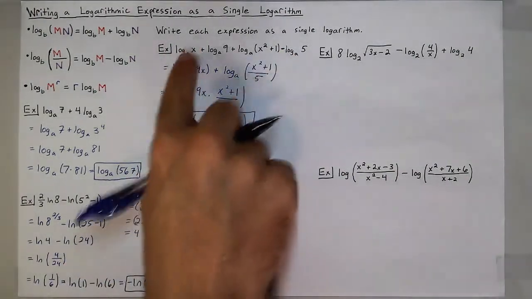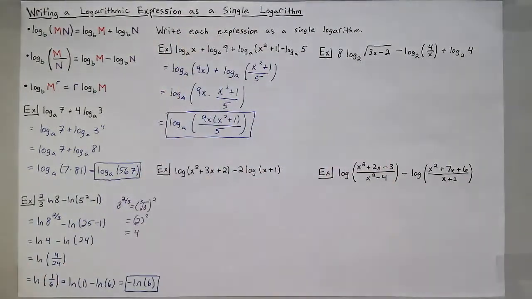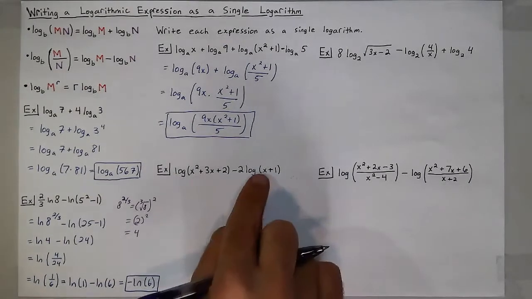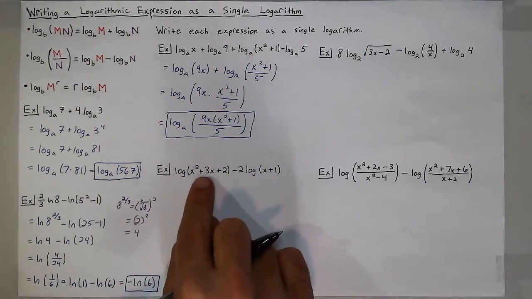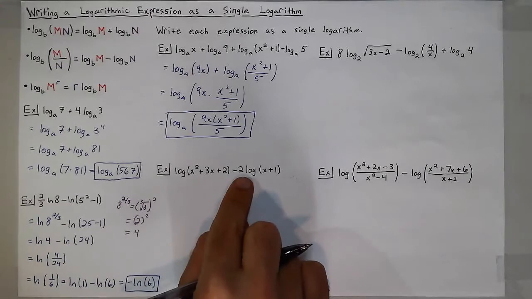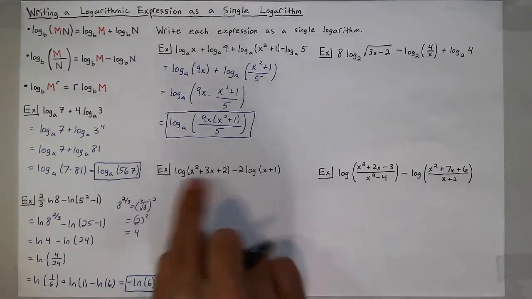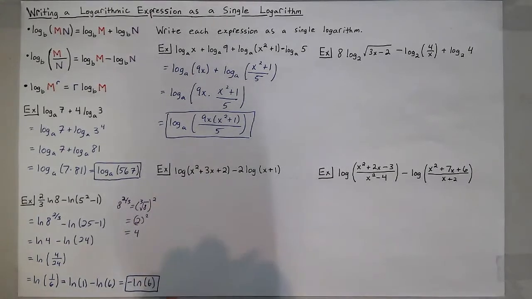So if this looks like too many terms, you can combine into one logarithm, which will be a technique we'll use later for equation solving. Now for this next example, I have log of x squared plus 3x plus 2 minus 2 log of x plus 1. This is the common log, that's why you don't see a base.